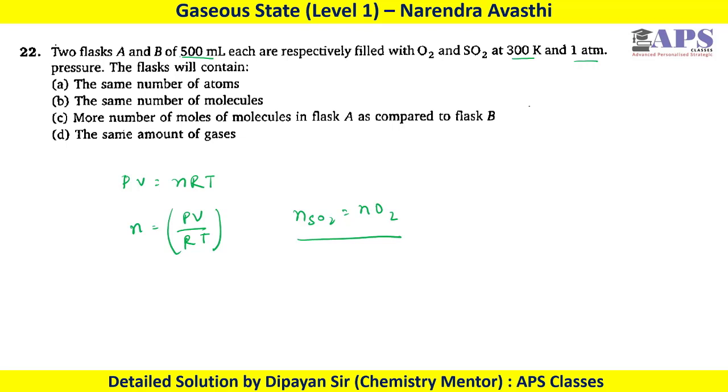The option B says that the same number of molecules, because number of moles is directly proportional to number of molecules. So if number of moles are same, it represents that number of molecules are also same. So for question number 22, option B will be the correct option.